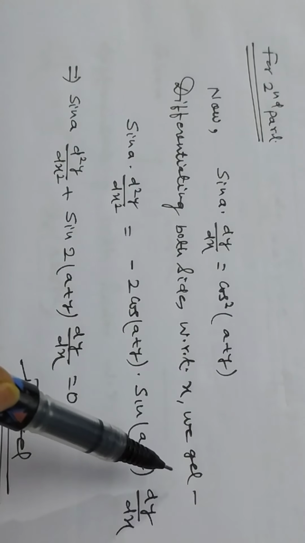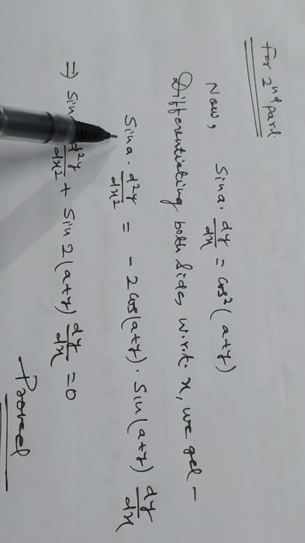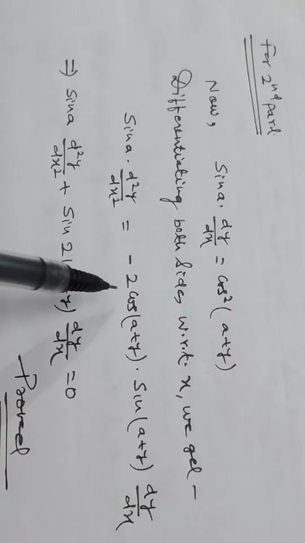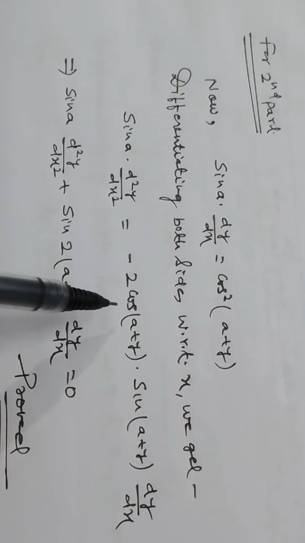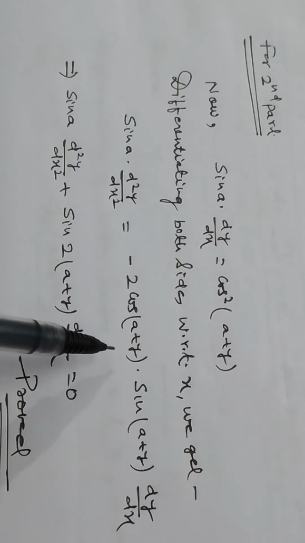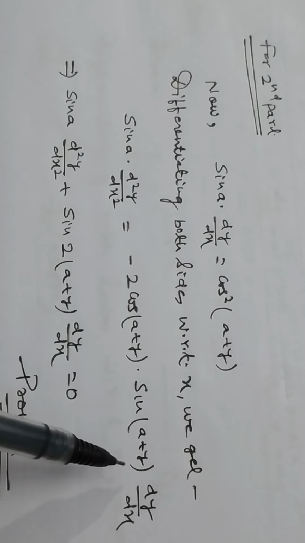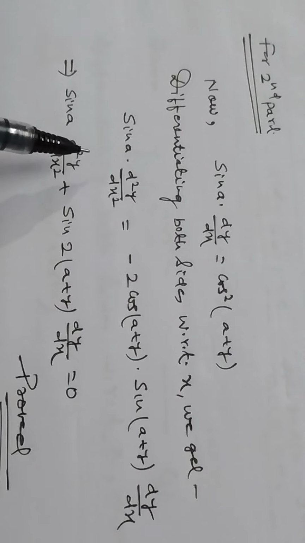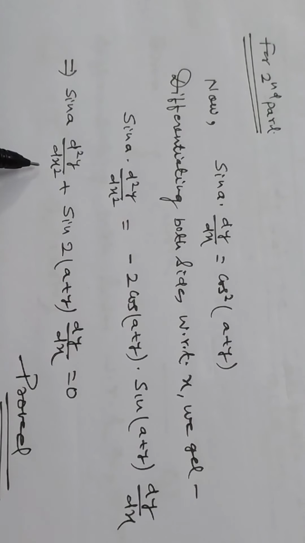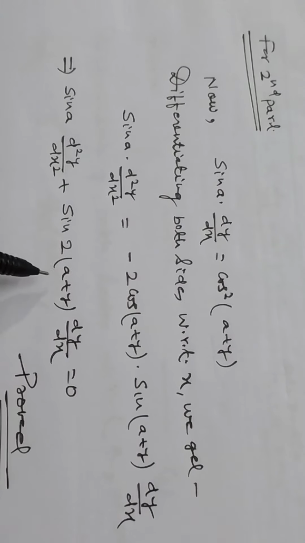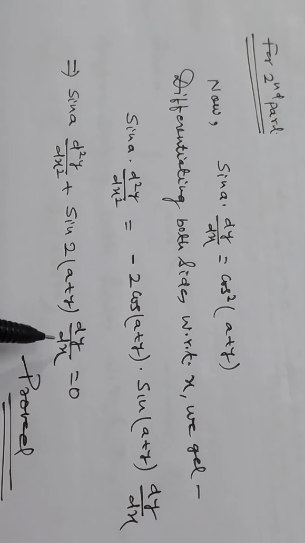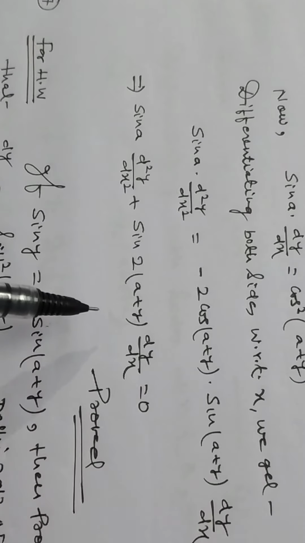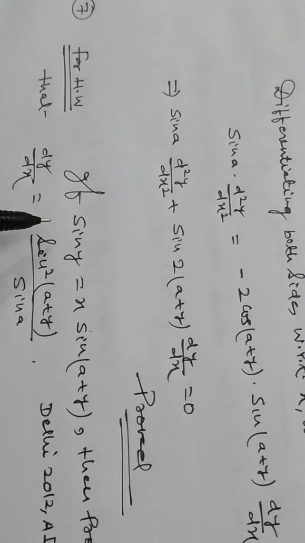For the second part, now sin a dy/dx equals cos²(a + y). Differentiating both sides with respect to x, we get sin a, which is constant, d²y/dx² equals minus 2 cos(a + y) sin(a + y) dy/dx. Now sin a d²y/dx² plus sin(2(a + y)) dy/dx equals 0. My dear students, this is the shortest method.